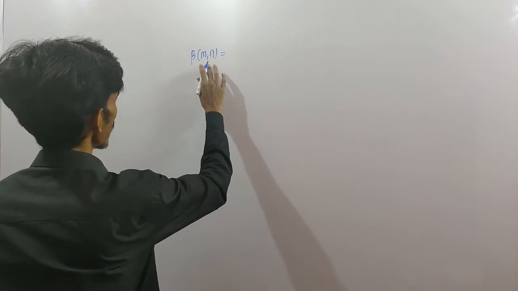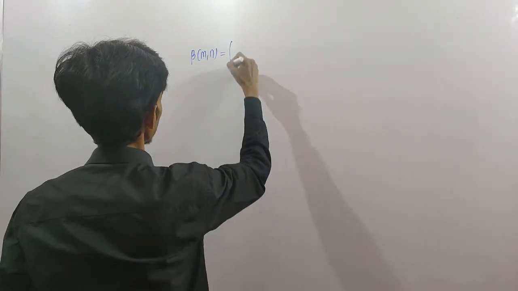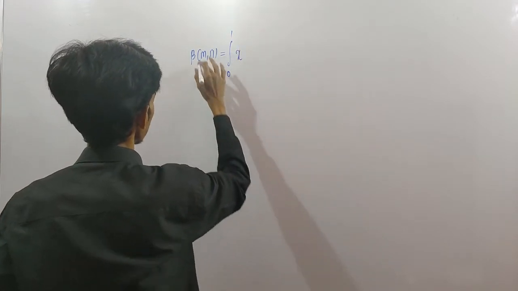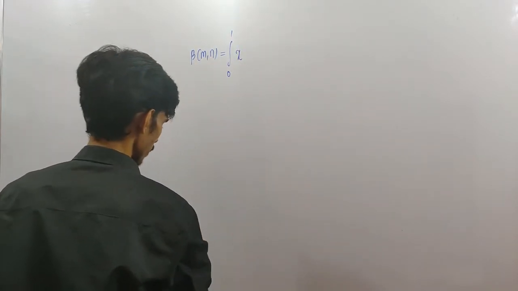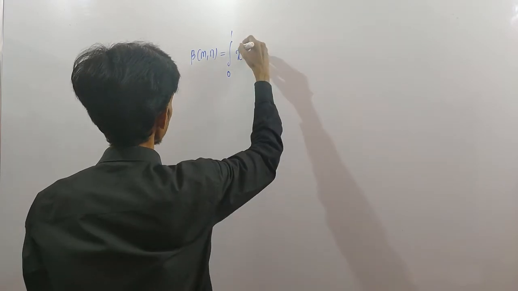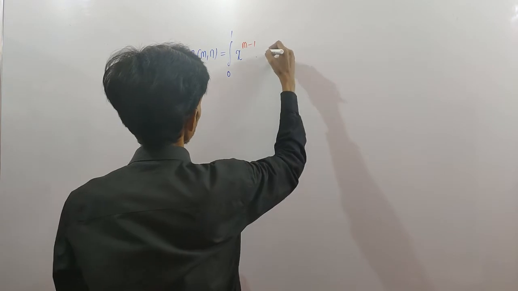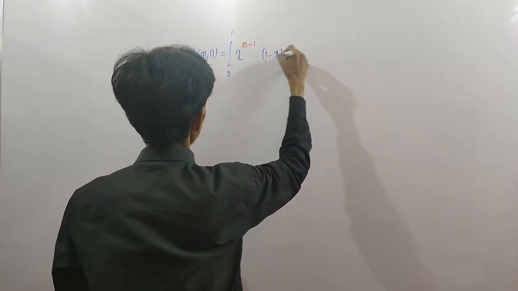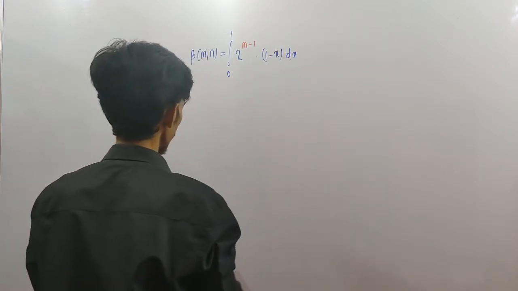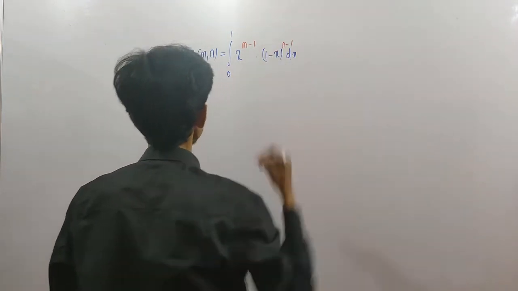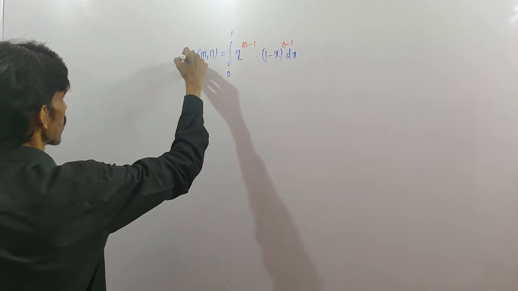Till now we have seen the definition of beta function. Beta m comma n is equal to integration 0 to 1, for some dummy variable x, x power of m minus 1 into (1 minus x) whole power of n minus 1 dx. So here we have n minus 1. We have seen this definition.